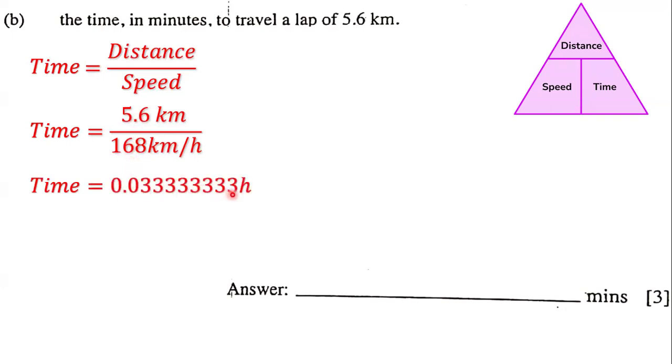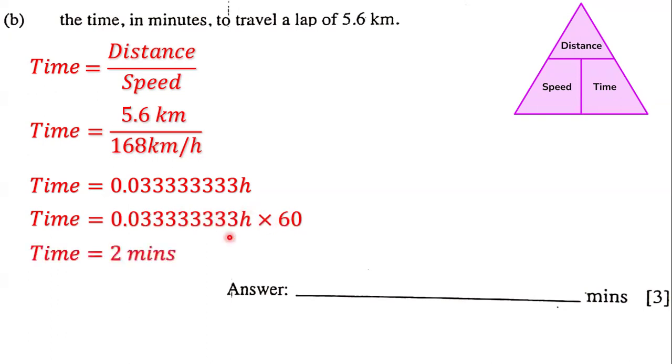0.033 and more threes. But remember now, we have to take this time that is in hours and express it in minutes. Now we know that 1 hour is equal to 60 minutes. And so if we have something in hours and we want to convert it into minutes, we need to multiply by 60. So we're going to take this decimal and multiply it by 60. So we have 0.0333 and more threes multiplied by 60, and that gives us exactly 2.